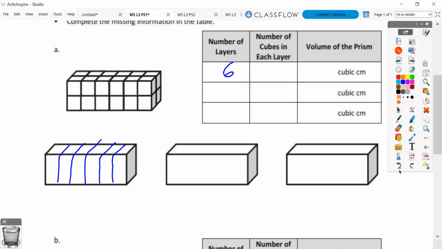Let me erase those because I don't want them in our way. So we know that this was a layer of 4, this is a layer of 4, and each one of these is layers of 4, right? So if we have 6 layers of 4, well, 6 times 4, well, that's 24 cubic centimeters. So what we did is we found the area of this layer, which was a 2 by 2, right? 2 times 2, which is 4. And then we showed how many layers.